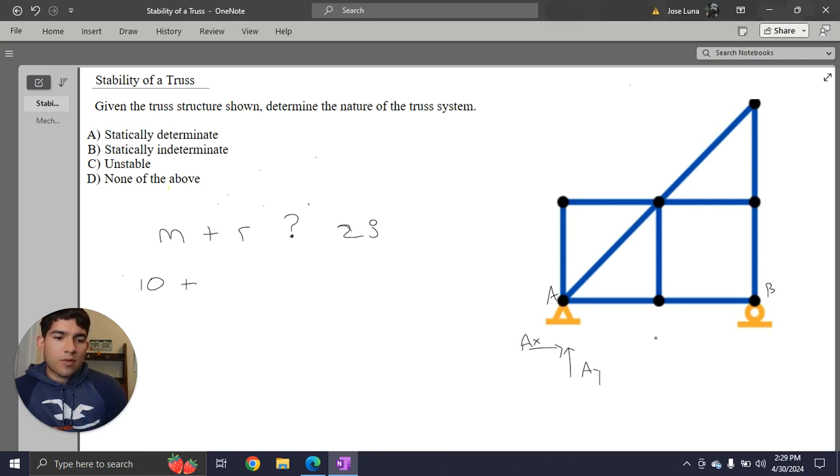So that means that for the roller reaction, we've got BY. If you count up the number of reactions that we have, that's going to be 3. So that's another part of the formula for us.